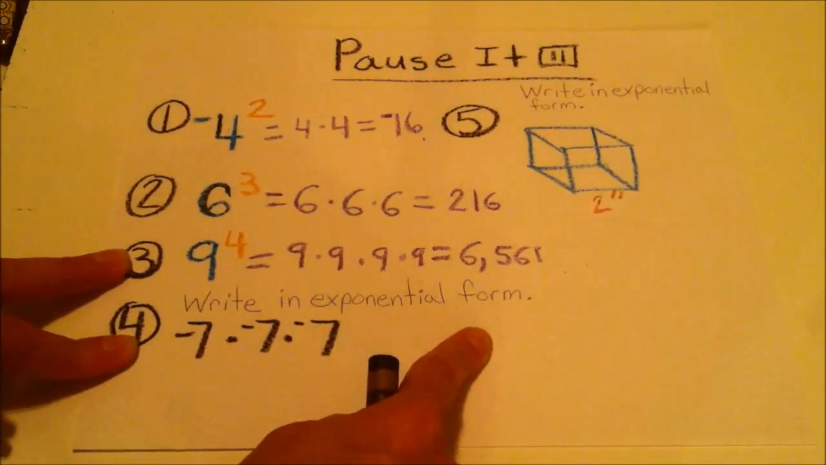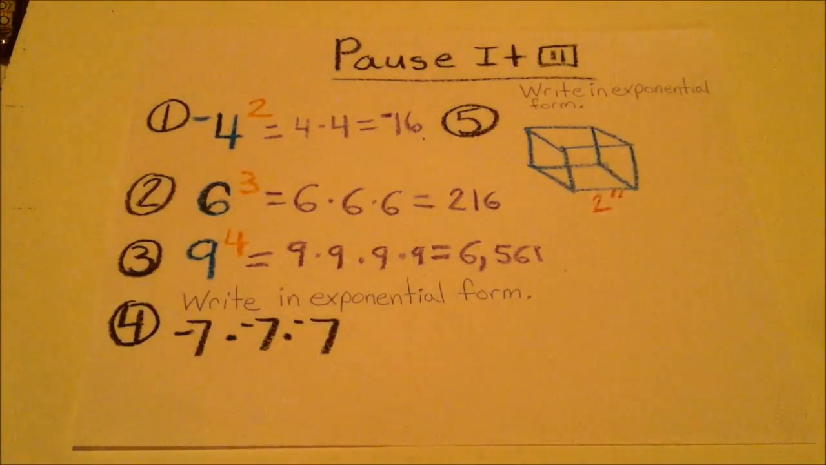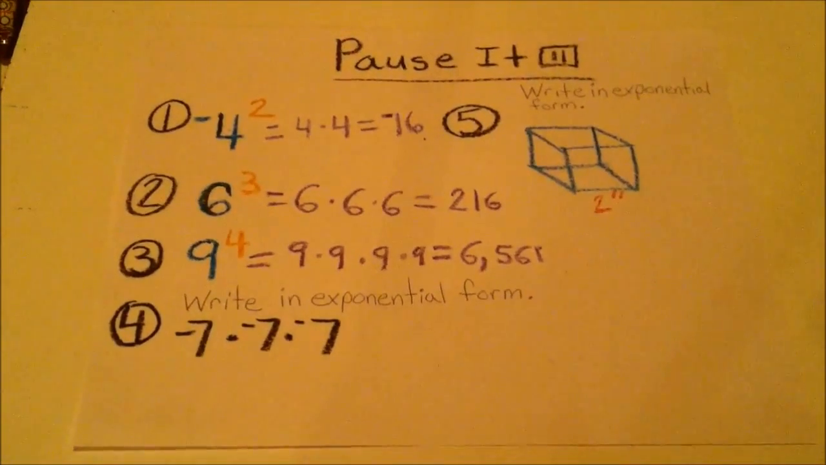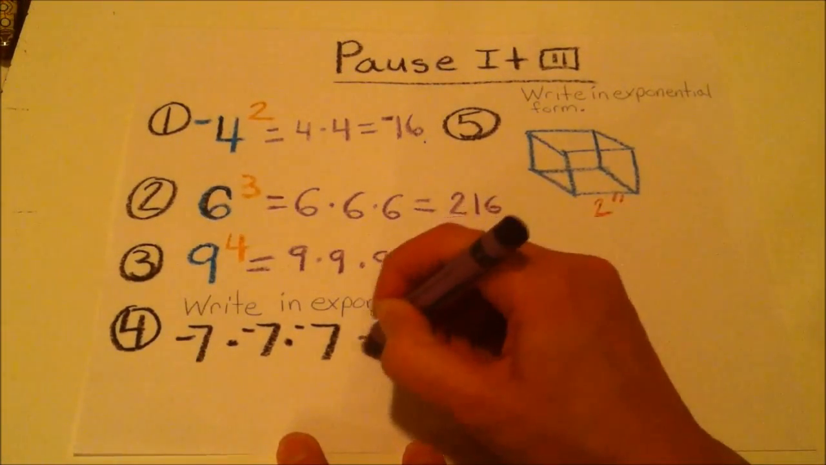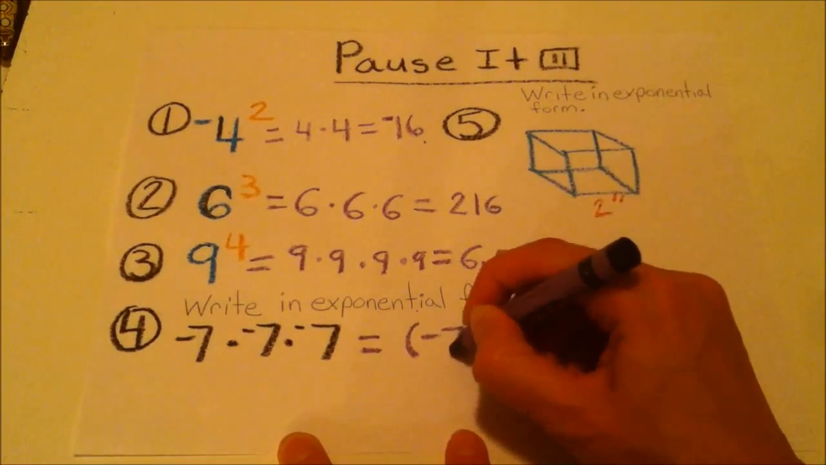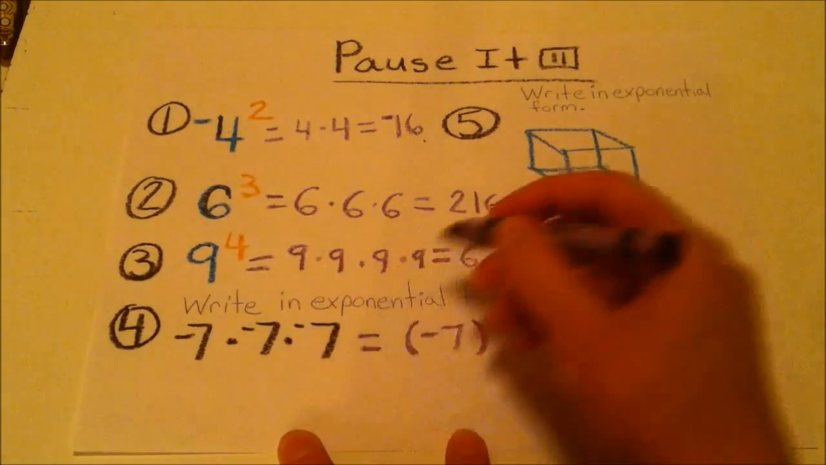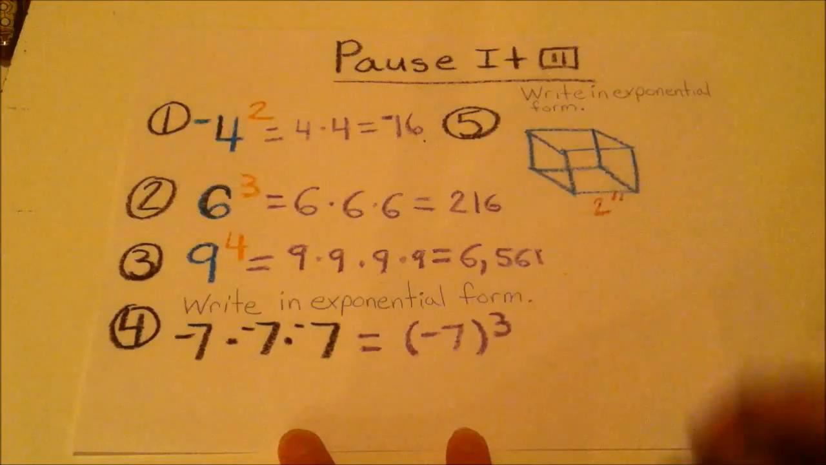Write in exponential form. Negative 7 times negative 7 times negative 7. Since the 7s are negative, and I'm multiplying a negative times a negative times a negative, I know that the negative 7 must have been inside of parentheses. And there's 3 negative 7s, so it must be negative 7 cubed.